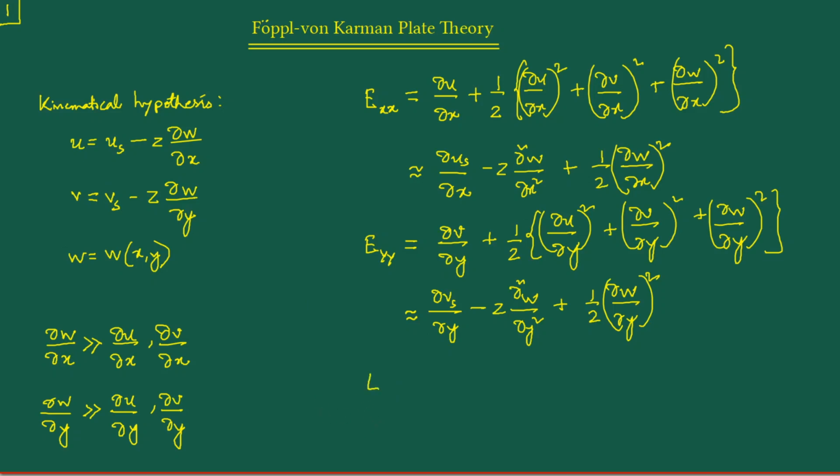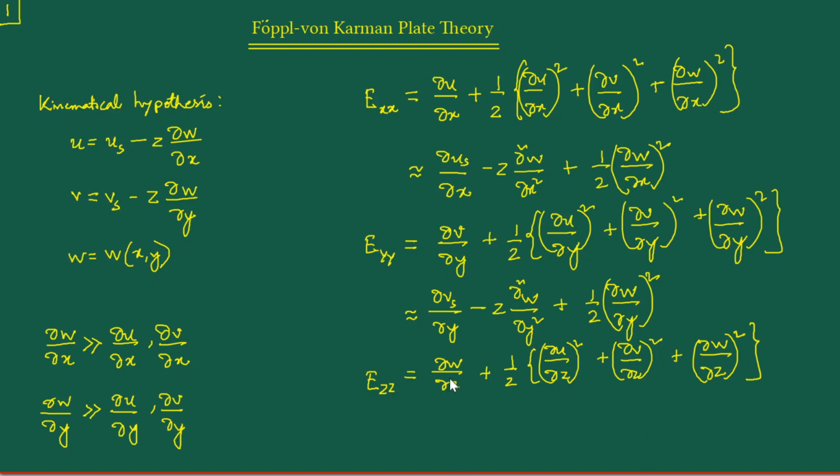Next, for epsilon zz, we have del w del z plus half, so this is the general expression, del u del z whole square plus del v del z whole square plus del w del z whole square.